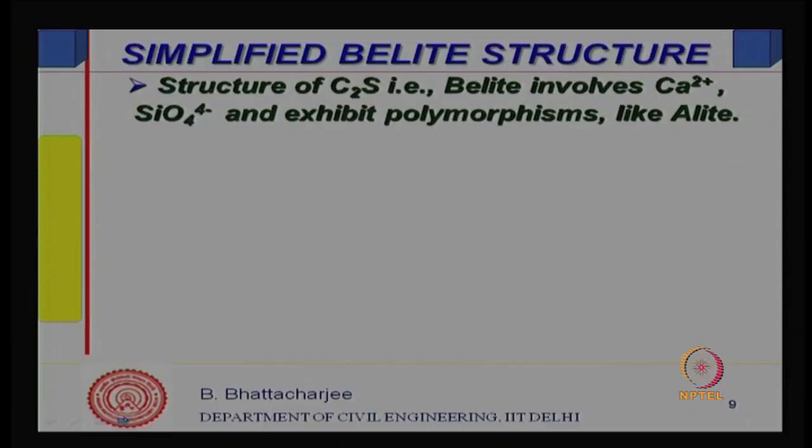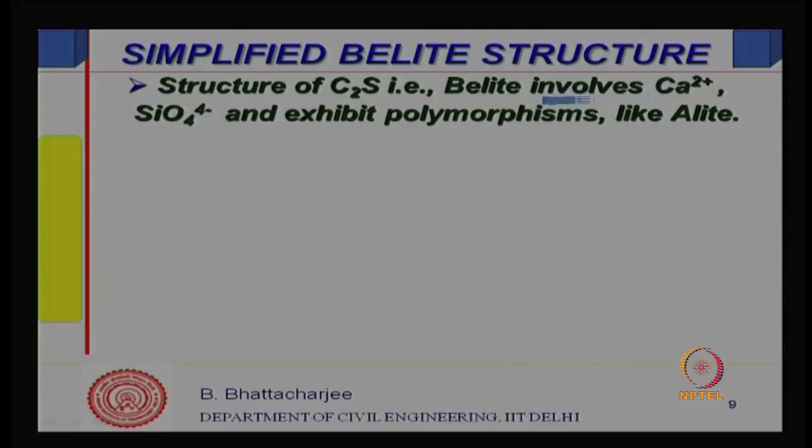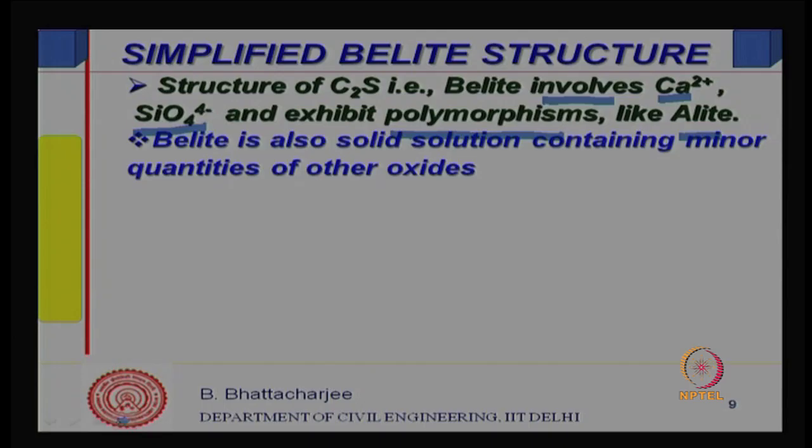Simplified belite structure: that is C2S, whose mineralogical name is belite, which you have seen in the last class. The structure of C2S, that is belite, involves calcium ion and orthosilicate ion and exhibits the same polymorphism as ALITE, but obviously the structure should be different.